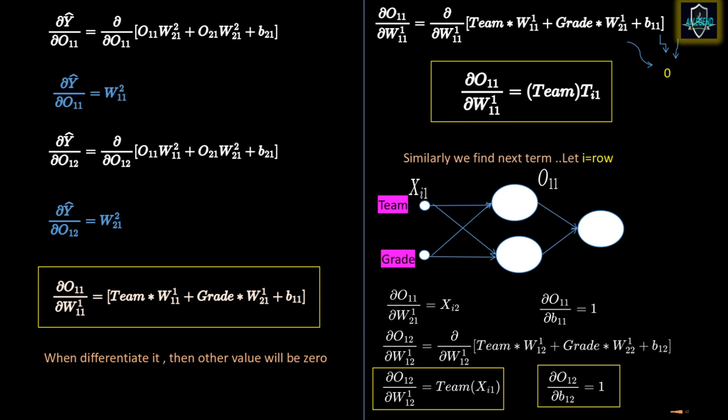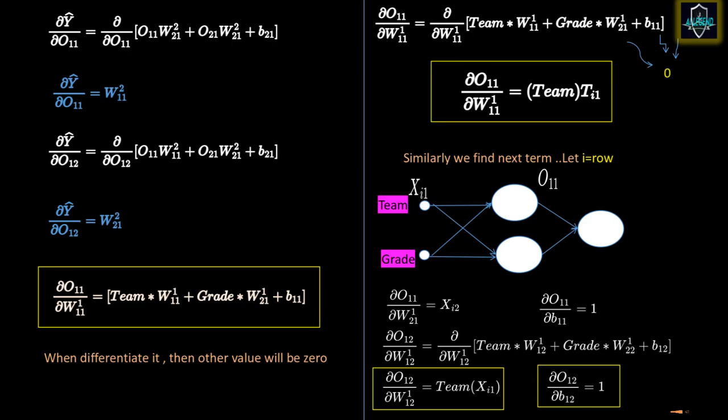So what we are getting, as you're seeing in the figure, is that we are giving it xi1, so as not to confuse it or make it difficult. We are giving this ith term, where i is equal to the row. Similarly, when we find the next terms, ∂O11/∂W121 is equal to xi2, and ∂O11/∂B11 is equal to 1.